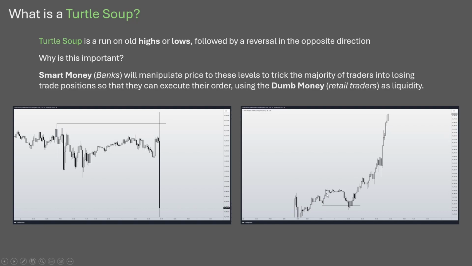So if we look over here is another example of a low getting raided. So dumb money are long from here with their stop loss here, and they're also short here on a breakout, where the smart money are accumulating a whole bunch of buy orders below that low on a limit, and then they're riding it higher here and selling all through here to get rid of their position.